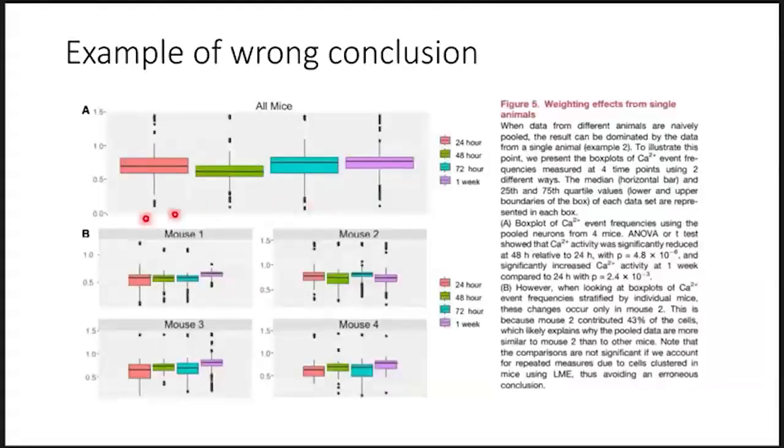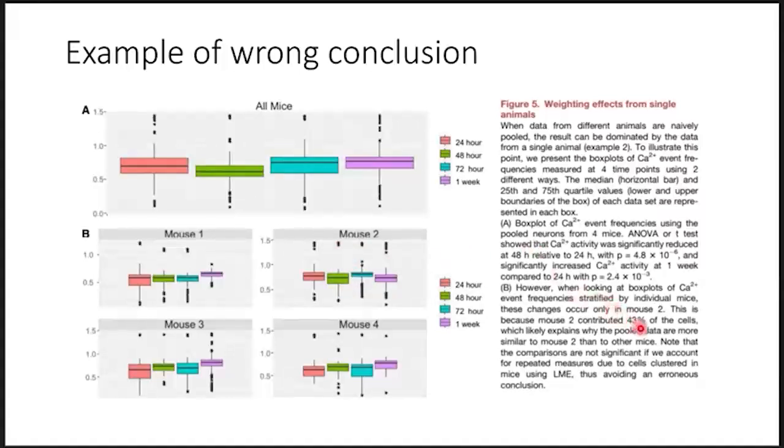This is an example from a paper showing that if you don't correct for clustering, you can get a wrong conclusion. I really like this example. It doesn't matter what they measured, but they looked at all the mice and saw a decrease from time 24 hours to time 48 hours. You see there's a decrease between orange and green. But if you look at the individual mice, there's no decrease here, no decrease here, no decrease here. There is a decrease here. But mouse 2, they write it here somewhere.